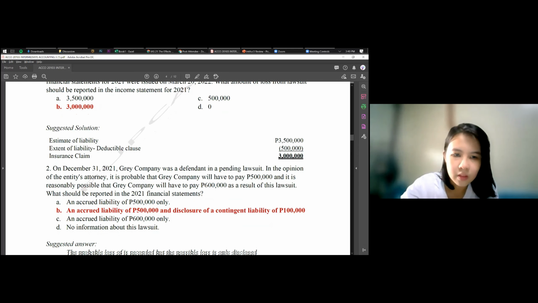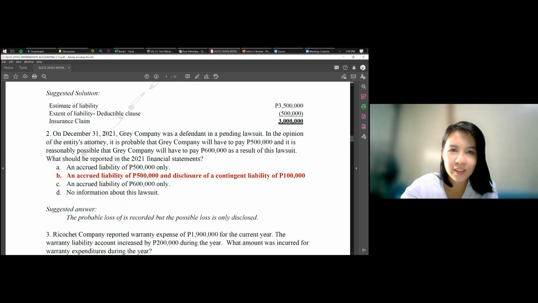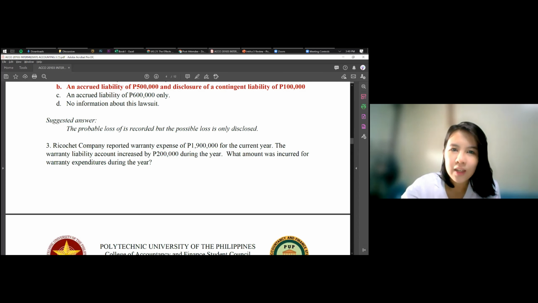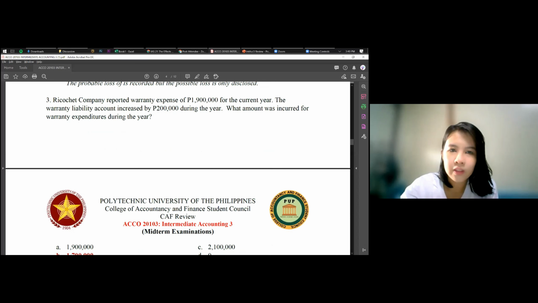Okay. Yan. So, meron namang explanation. But I think na-discuss na rin naman natin to kanina, una-una. So, ayan. Si Ricochet Company ay nag-report ng warranty expense of 1.9 million for the current year. The warranty liability account increased by 200,000 during the year. Okay. What amount is incurred for warranty expenditures during the year?